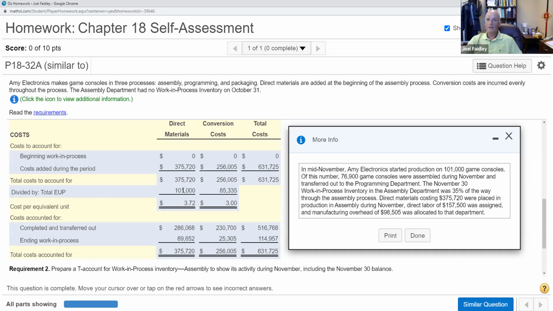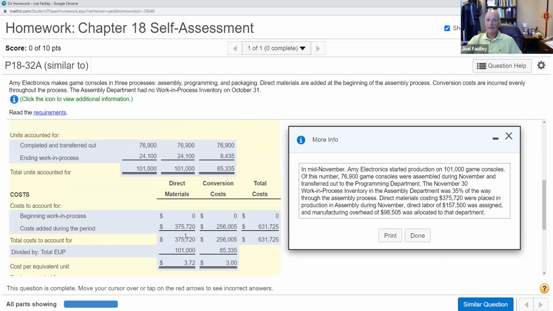All right, so now we want to divide that 375,720 by what? Our equivalent units accounted for. So that gives me what? $3.72. And I did the same thing here for my conversion costs divided by my equivalent units up here, which is 85,335. That gives me $3.